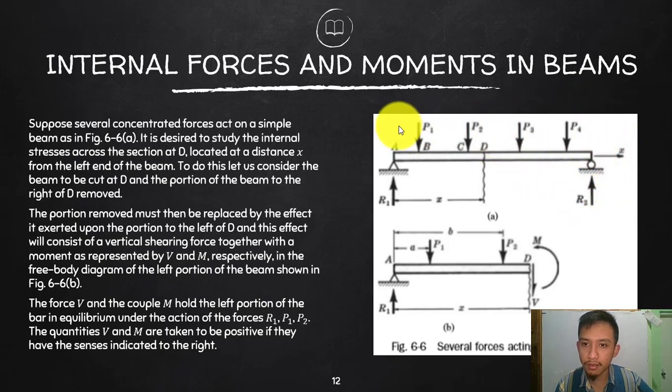So let's say I want to focus my analysis on this left side, then I can erase that right side, but I need to apply its effect on the side that I am considering. And the effect of this right side is your internal moment and your internal force, or internal shear. So how do we solve this? Just like solving your reactions, all we need to do is apply the equilibrium equations: summation vertical, summation horizontal, and summation moment. But as you can see, we do not have a horizontal load here, so we will not have a horizontal internal force.